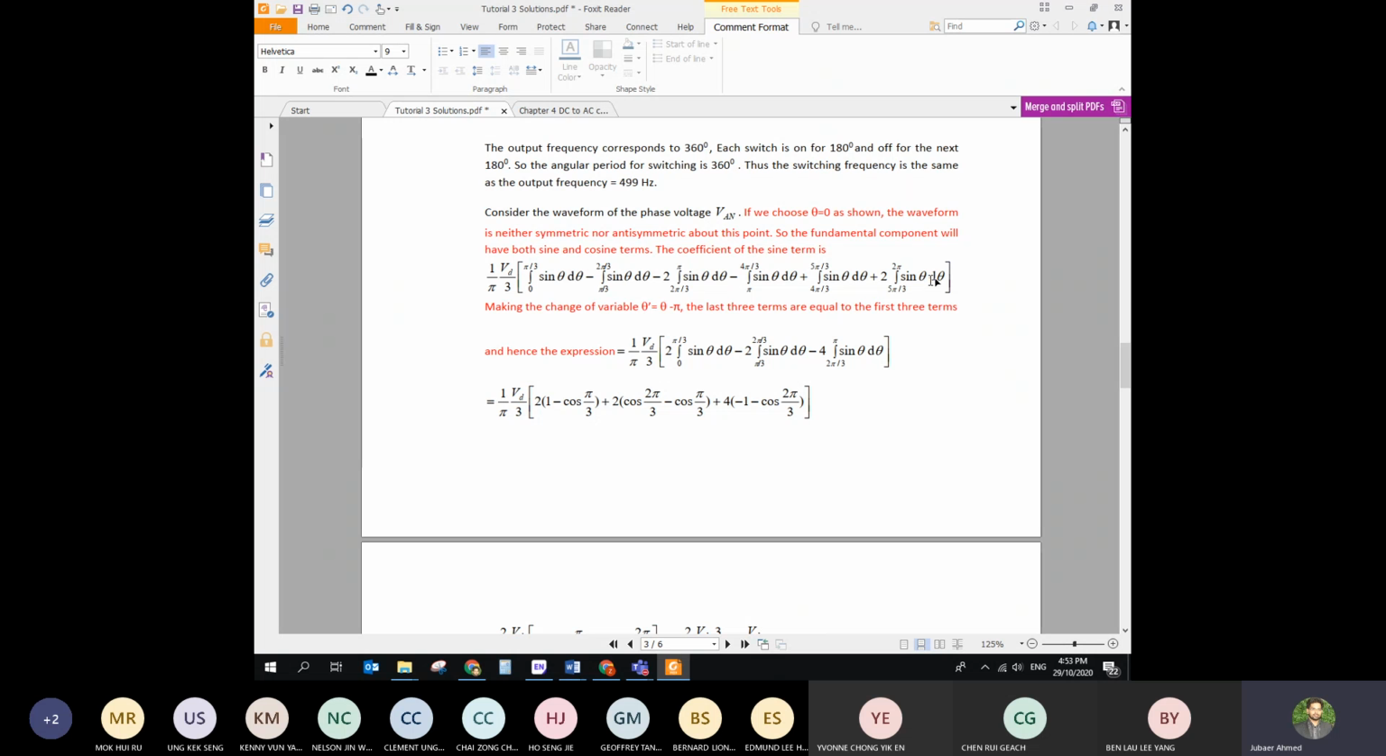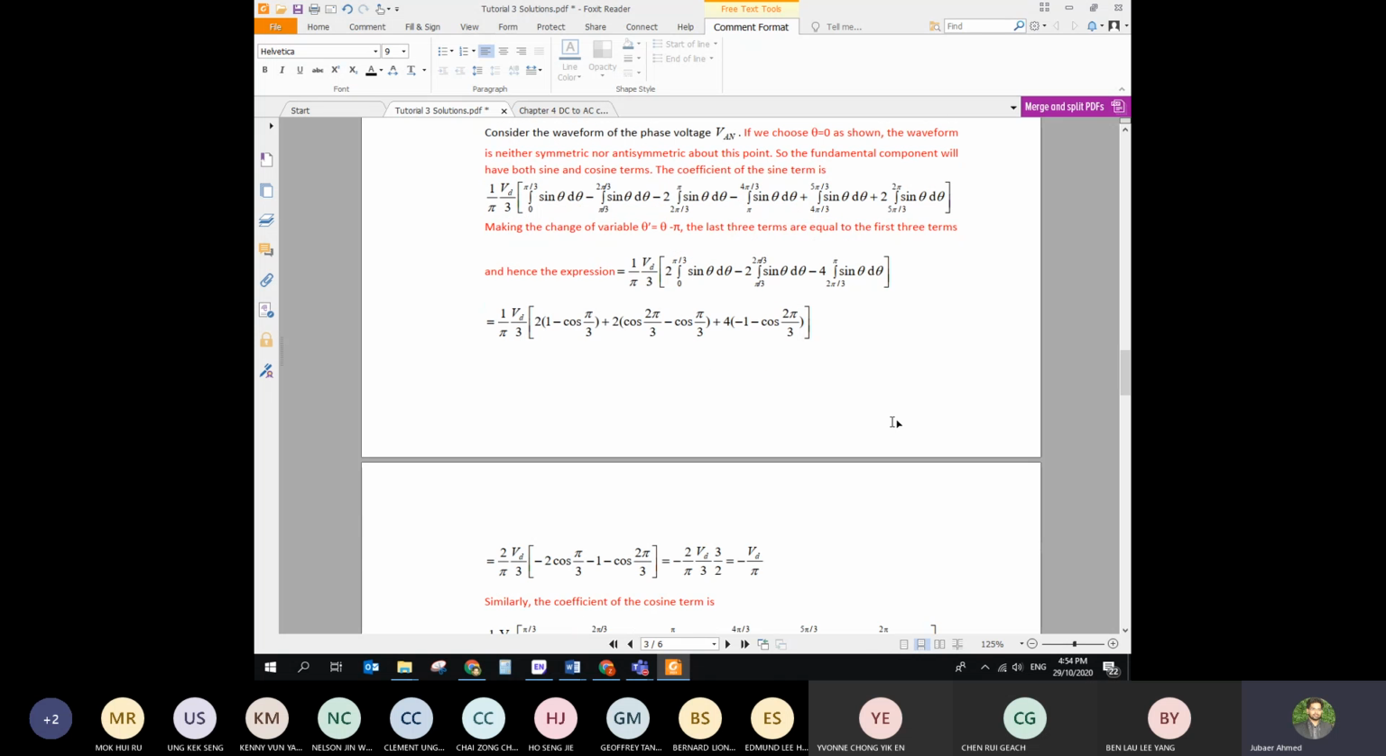Integration of sine theta, we know that it's negative cos theta. Then you apply your lower limit and upper limit. That's it. So whatever procedure you follow, either the direct integration or you modify it like this, finally you do the sine theta. If you integrate sine theta it is negative cos theta, then you apply your lower limit and upper limit. You can come up with this particular value.